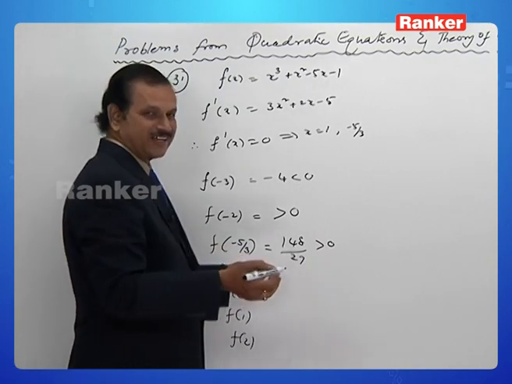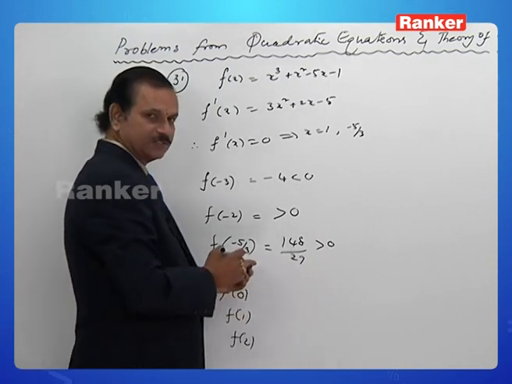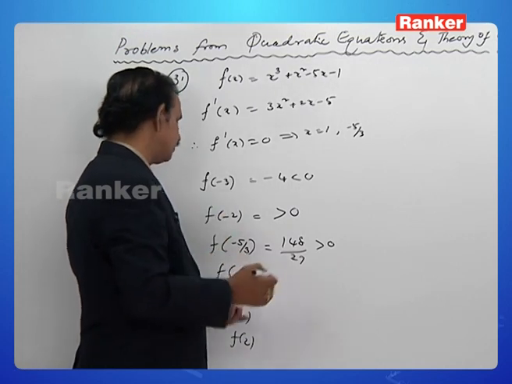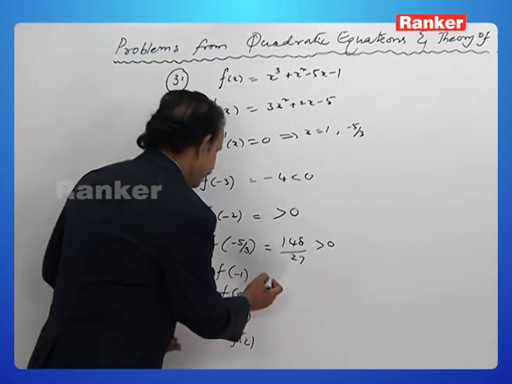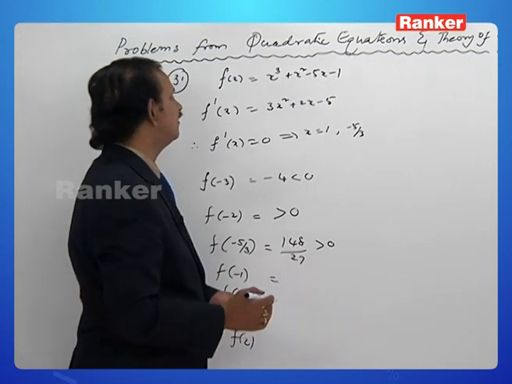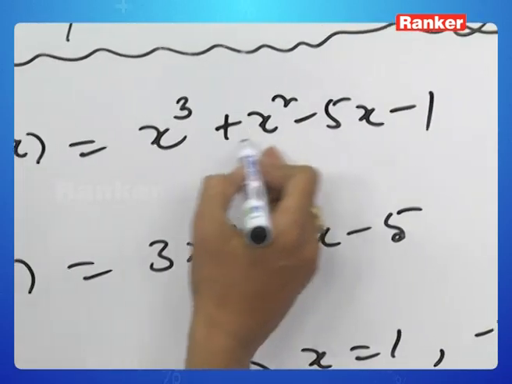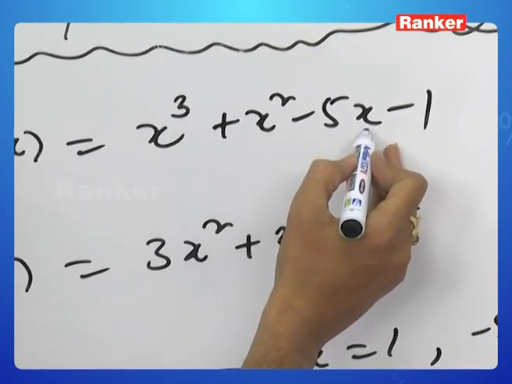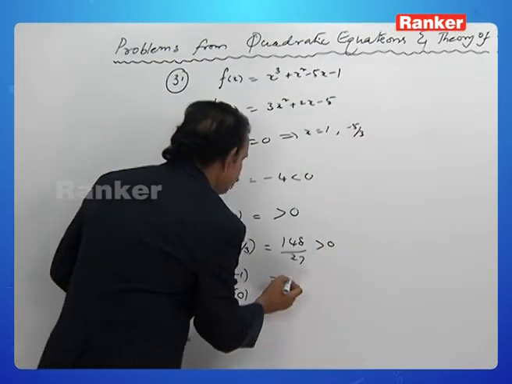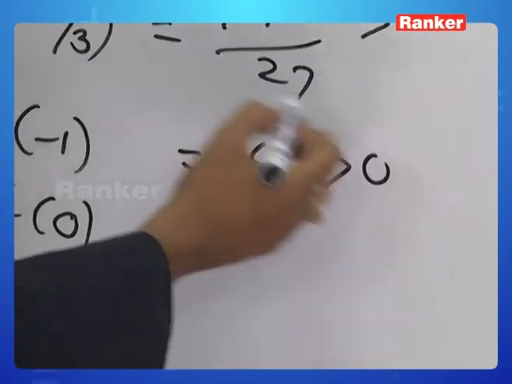So you need not expect any root of f of x equal to 0 between minus 2 and minus 5 by 3. And then f of minus 1. What is f of minus 1? Minus 1 whole cube is minus 1. Minus 1 whole square is 1. 1 and minus 1 go away. Minus 5 into minus 1, 5. 5 minus 1, 4. It is positive.